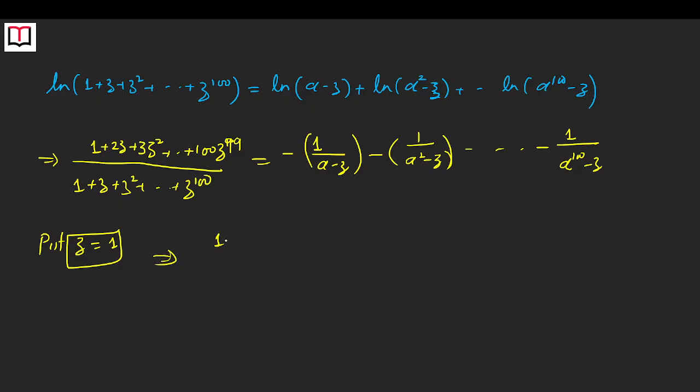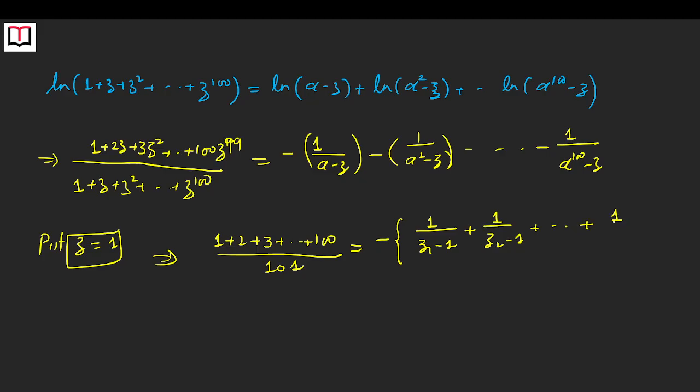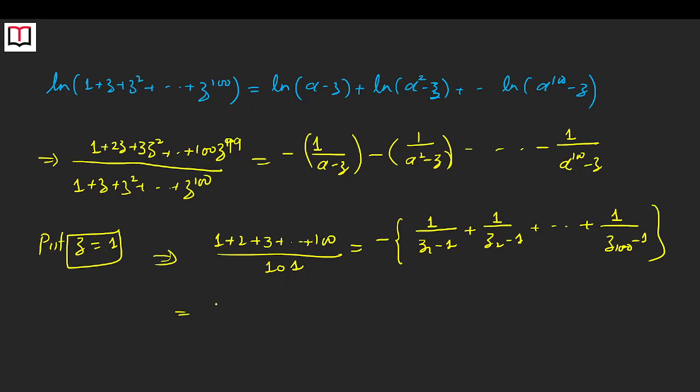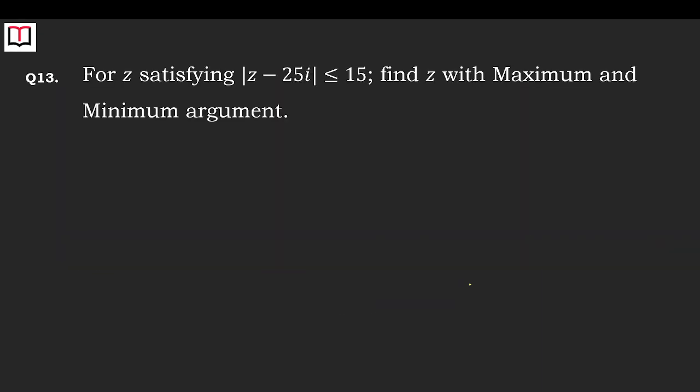So when you put it, it's 1 plus 2 plus 3 dot dot dot 100 upon 101 is equal to minus, I'm taking common, 1 upon z1 minus 1 plus 1 upon z2 minus 1, and so on up to z100 minus 1. So that's what we need. Okay, so that's the series here. So what will be the answer? This is nothing but 101 n into n plus 1 by 2 with the minus sign. So this is nothing but minus 50. So according to me, the answer is minus 50. That's it. Moving to the next one.